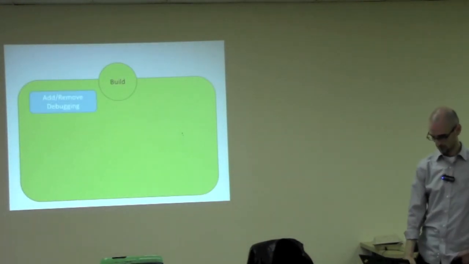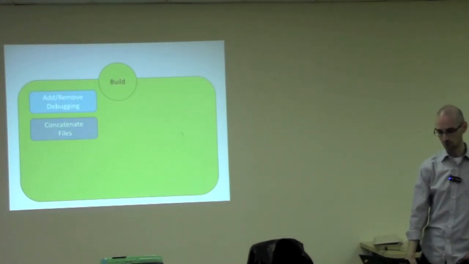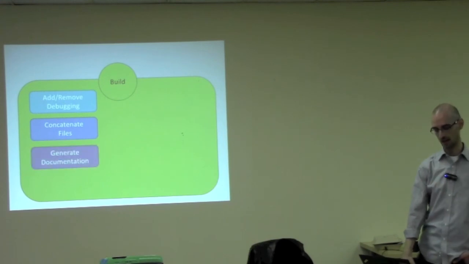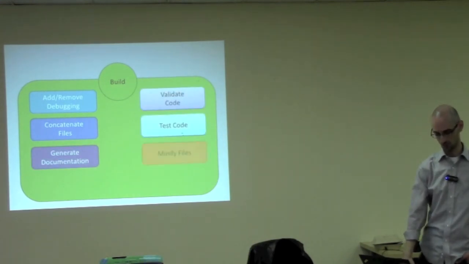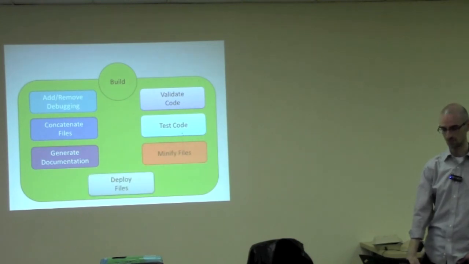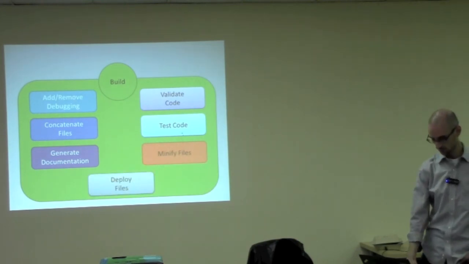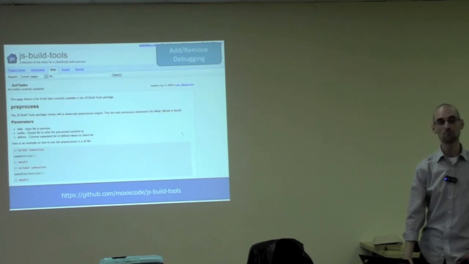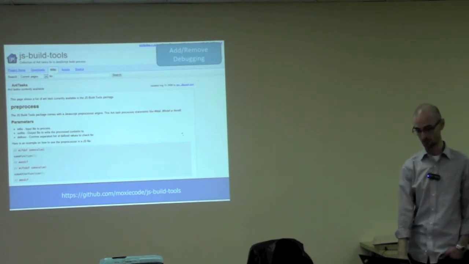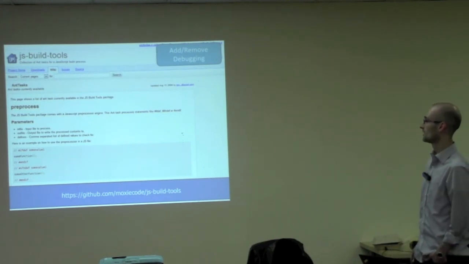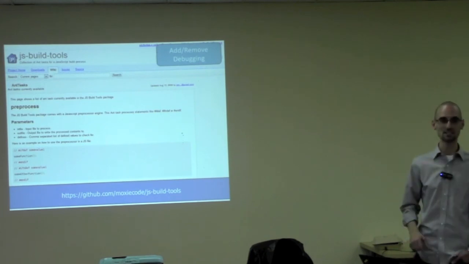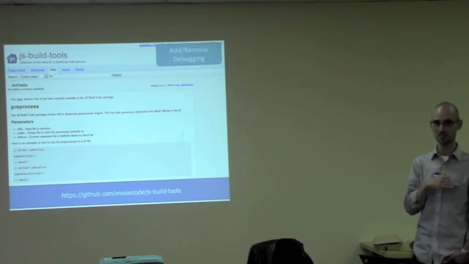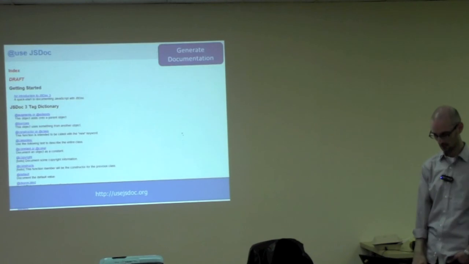And so you can do things like add, remove debugging statements, concatenate files, generate documentation, validate code, test code, minify files, even deploy. Right? And so these are just a bunch of tools that help you with all of those things. So you can add, remove debugging code. JS build tools adds in like if-def, if-ndef stuff, same as in C.